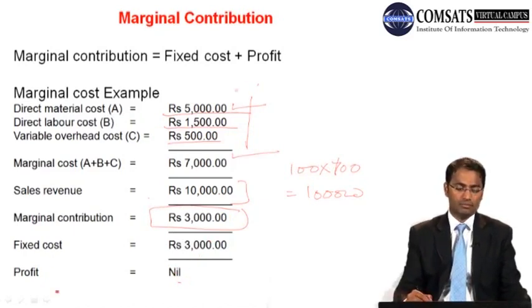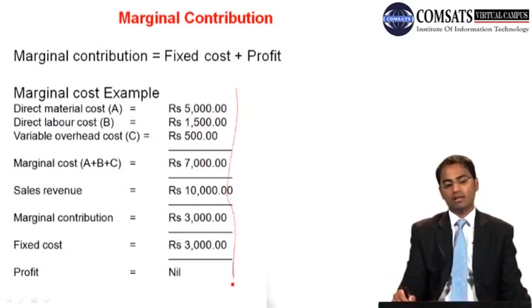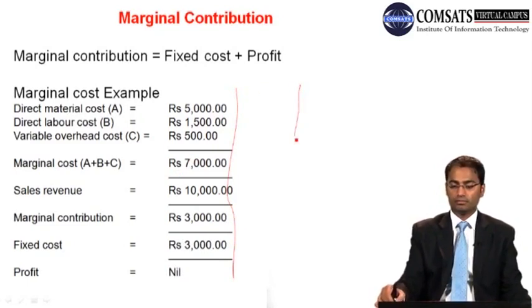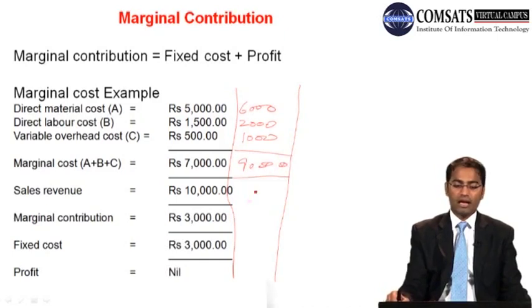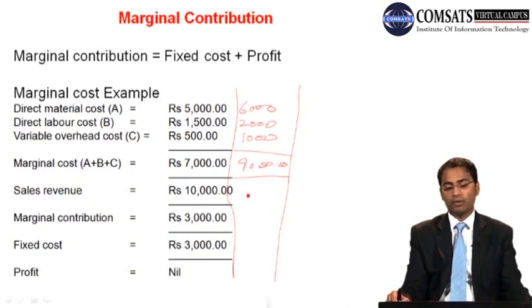Okay, we can do another example. Let's say direct material cost is 6,000, direct labor cost is like 2,000, and variable cost is 1,000, and hence our marginal cost is 9,000. And our sales revenues by that time are like 15,000, and hence marginal contribution is 15,000 minus 9,000, that is 6,000, and fixed cost is the same, 3,000. Hence we are having a profit of 3,000.